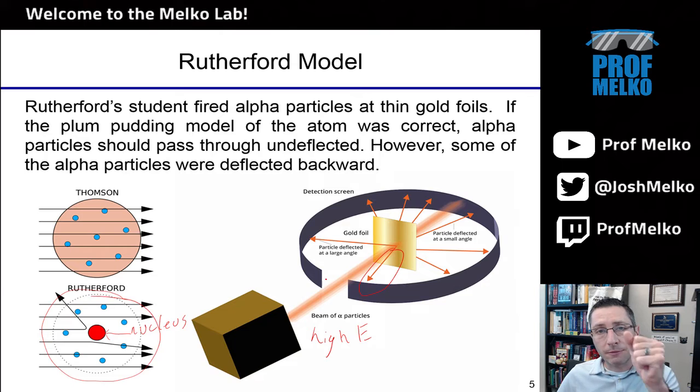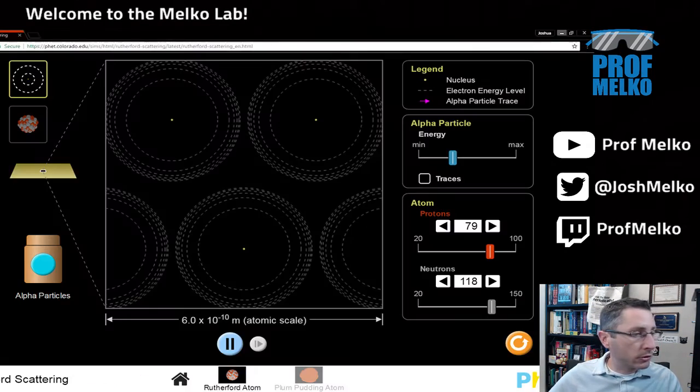So there has to be some really dense charge that these high energy particles can ricochet off of. Right, so that's what's summarized here. If the plum pudding model of the atom was correct, the particles passed through. However, some of the alpha particles were deflected backward. Okay, and that's really what led Rutherford to propose this dense central nucleus.